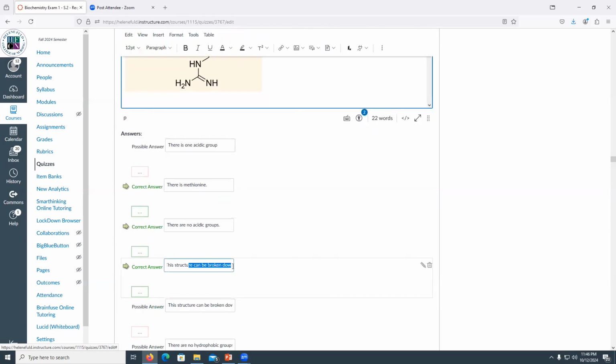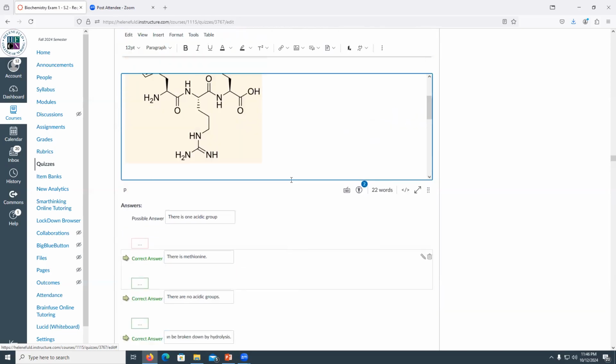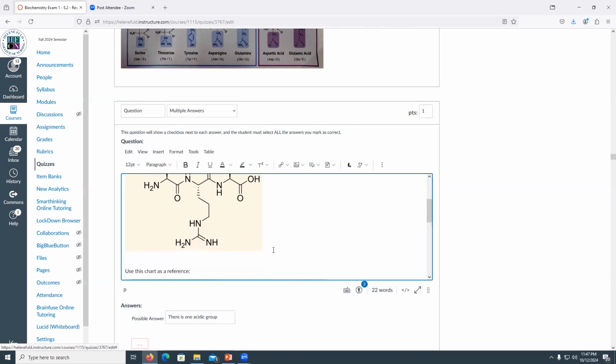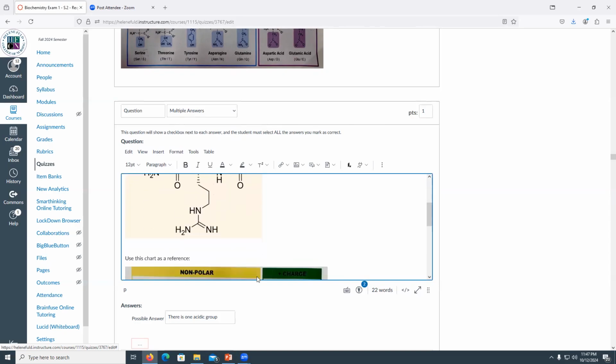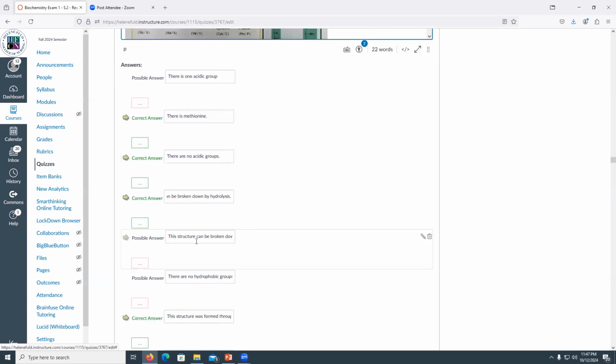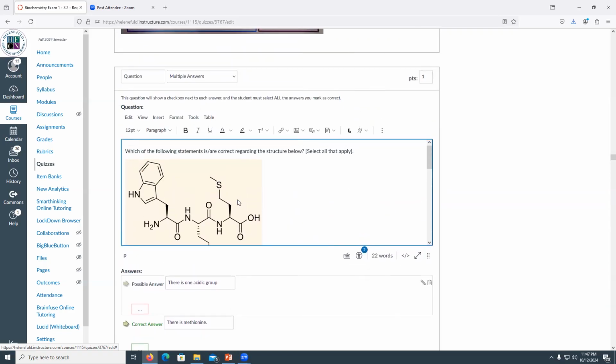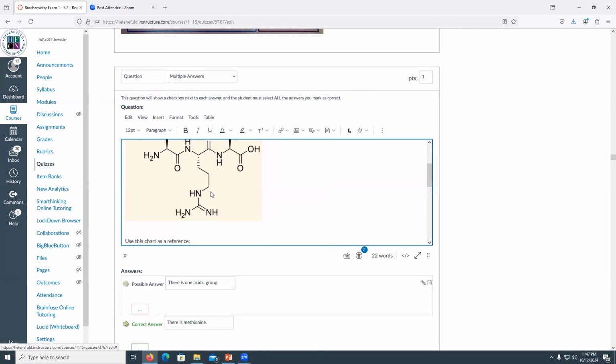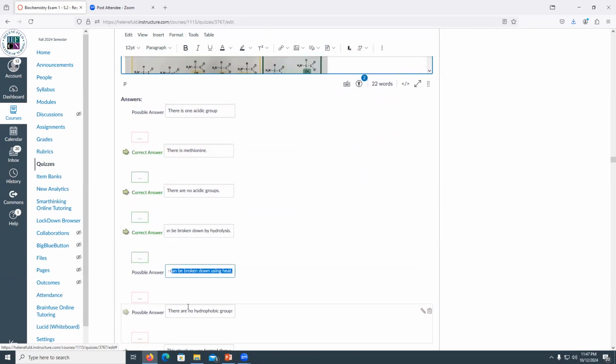The structure can be broken down by hydrolysis. Yes, if we add OH to this here and H here, we break this peptide bond. We know that we break peptide bonds by hydrolysis. We talked about that. So that's perfectly true. The structure can be broken down using heat. Nope. This is a primary structure. It cannot be broken down using heat. If it was a tertiary or secondary structure, it could be broken down using heat.